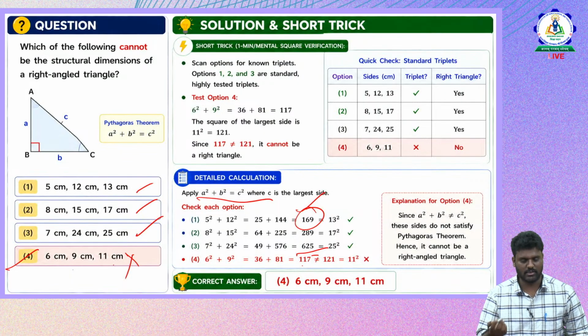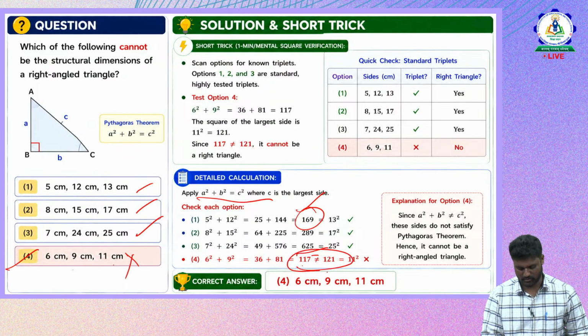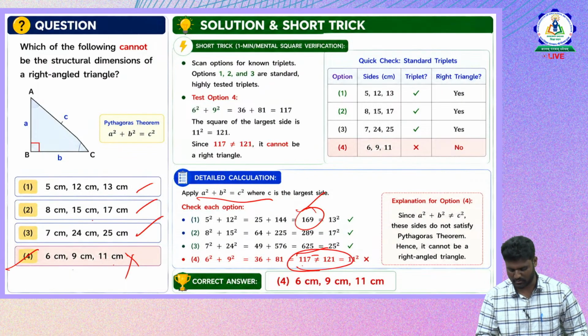But if you see the fourth option here, 6 square is equal to 36 and 9 square is equal to 81. If you add 36 plus 81, it will become 117. But 11 square is nothing but 121. So 6 square plus 9 square, that means 36 plus 81, becomes 117, and 11 square becomes 121. Therefore it is not equal, so that is unequal. So we say option 4 cannot be the structural dimension.